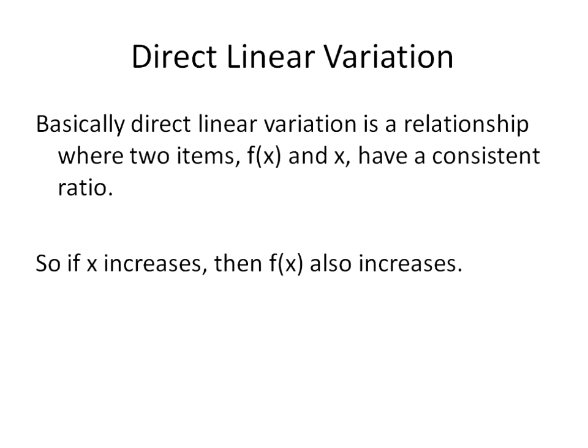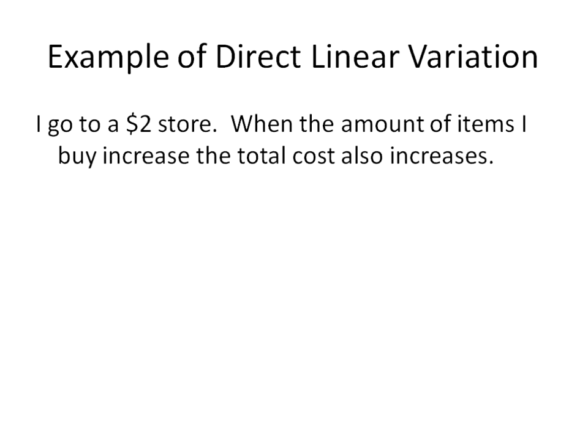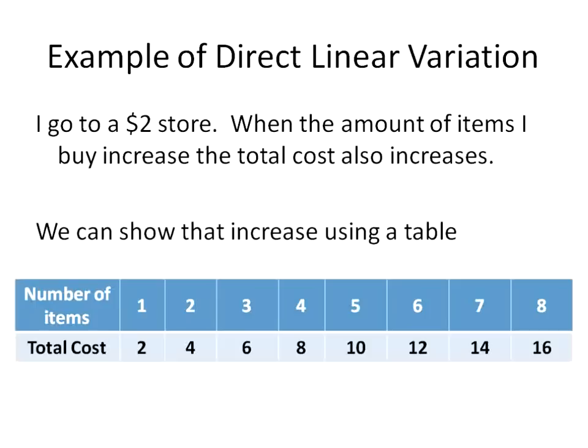Let me show you an example from the real world. If I go to a $2 store, that's a store where everything costs $2. The amount of money I spend increases as the number of items I pick up. If I pick up one item, I'll pay $2. Here's the table. If I pick up two items, I would have $4. If I picked up three items, it would cost $6, and so on. So as the number of items increases, my total cost also increases.